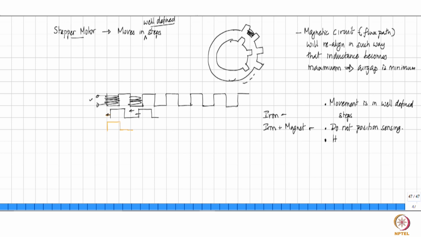Then holding at a given angle is feasible, right? So these are all some of the good aspects about these machines. So where you want to have a simple arrangement, you don't want to have a sophisticated control system for the motor, right? This is probably what you want to do.